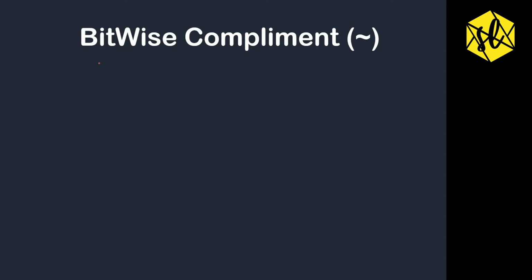So we are back again to our presentation. Now we will be discussing bitwise complement. First of all, what is this complement? In binary we have two types of complement. The first one is 1's complement and the second one is 2's complement. Let's take an example of 2. The binary equivalent for 2 is 0010.